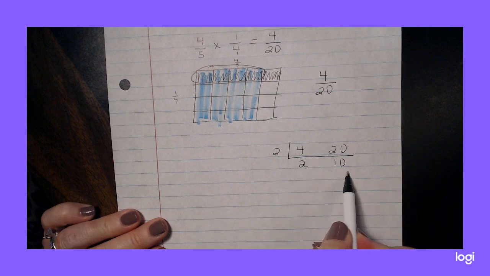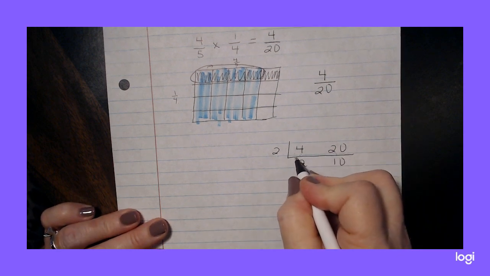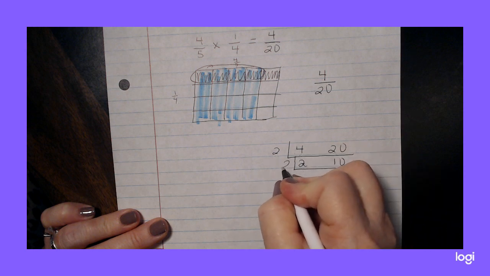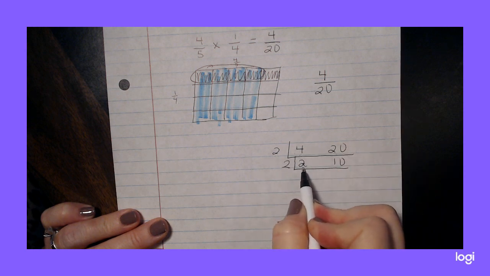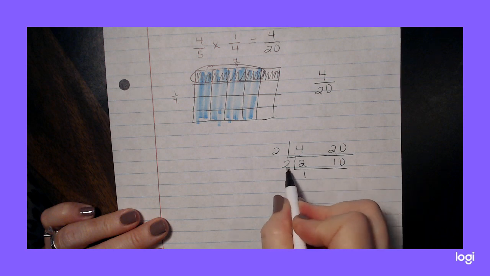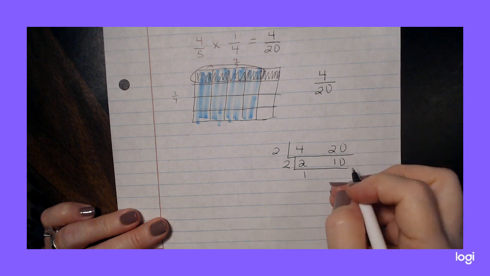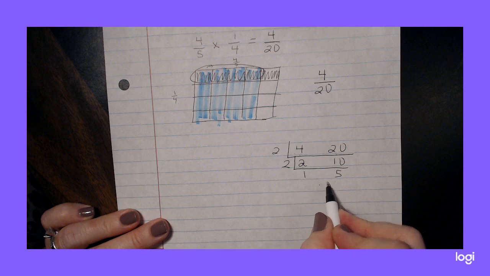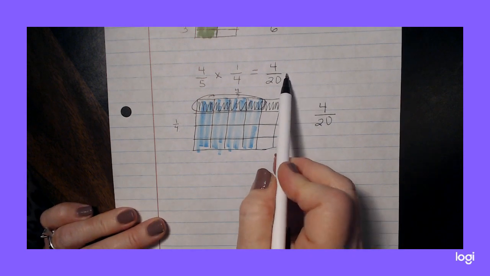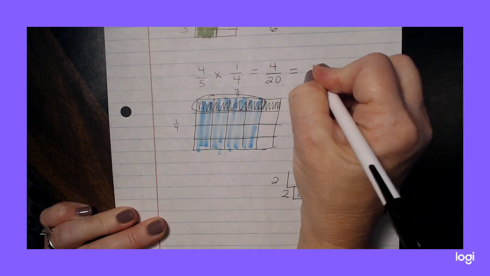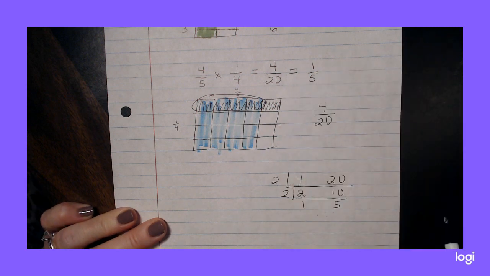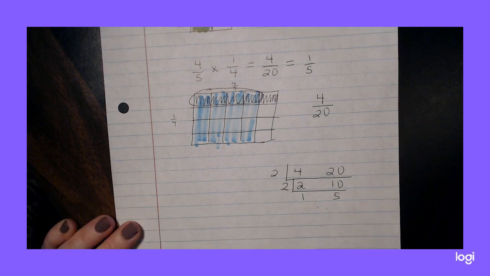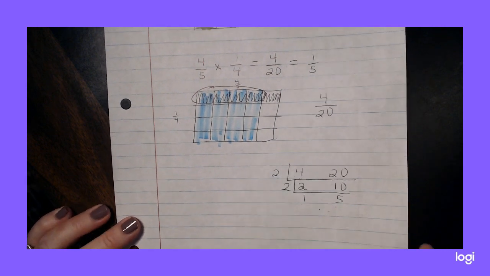Let's look at these. I can find another factor. They're even again. So I made my big L. We put another 2 here. 2 goes into 2 once, and 2 goes into 10 5 times. So my answer would be 1/5. So I'm going to take this 1/5 up here, and I know that 4/20 will actually reduce to 1/5.